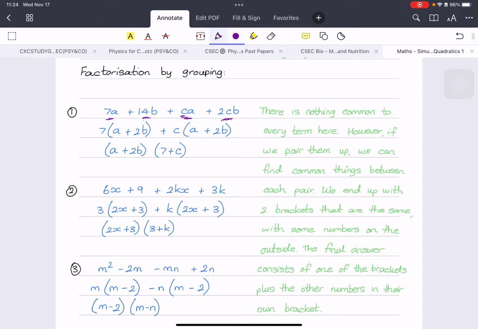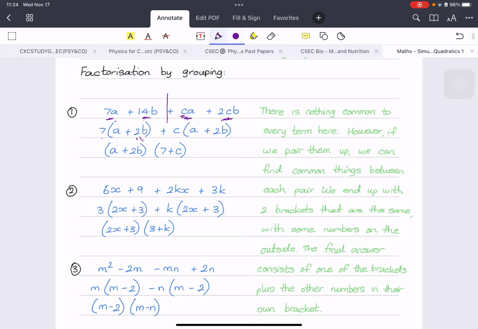So it is possible for us to pair them up. So we could put a little separator here. Okay, so we could focus on these two and then these two at the same time. So let's factorize them one by one. We said that 7 is common here, so we pull out our 7 and remove the 7 from the 7a, and we divide 14 by 7 to get 2b. Okay, right. Now let's do the other side.